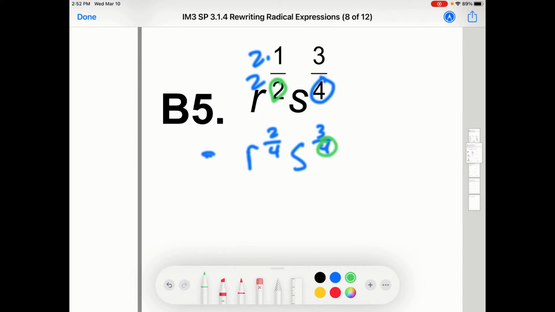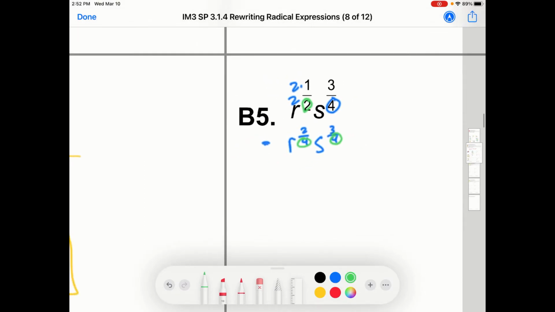Okay, so again, I have my 4s here. So this would be the index, root of 4. Then I would just have r squared and then s to the 3rd power. Okay, and I'm going to box my answer for B5.